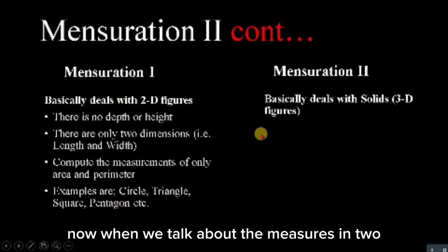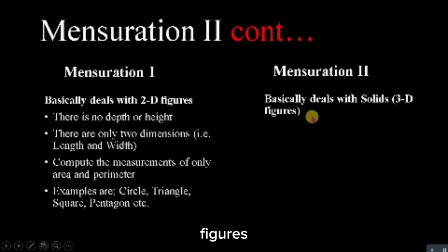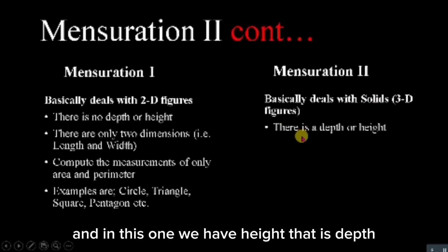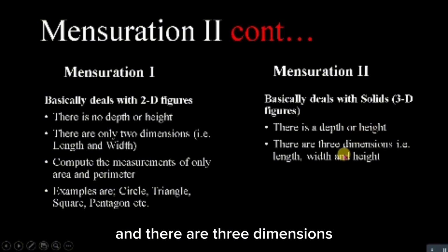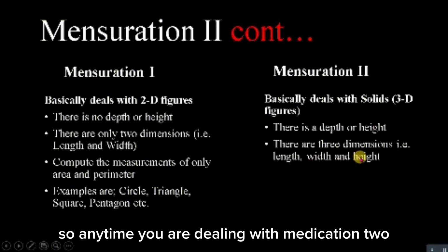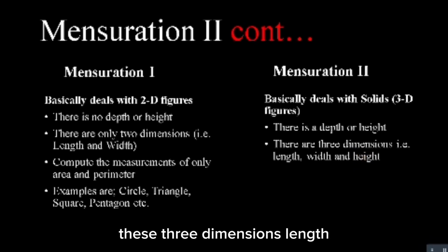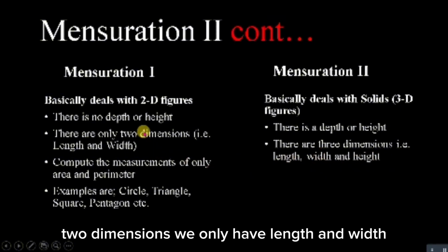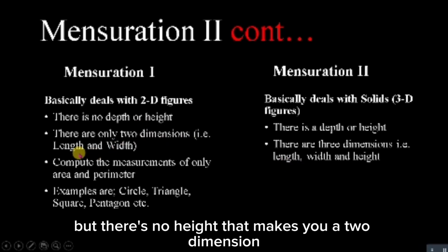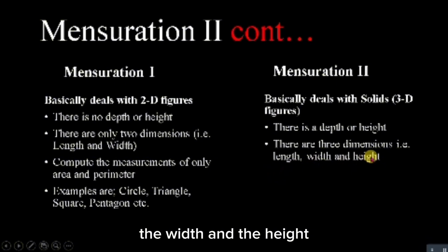Now, when we talk about mensuration 2, it basically deals with solid or three-dimensional figures. In this one, we have height, that is depth, and there are three dimensions: the length, width, and height. So anytime you are dealing with mensuration 2, you should know that we are dealing with these three dimensions. In two dimensions, we only have length and width, but there's no height. That makes it two-dimensional. In three dimensions, you have the length, the width, and the height.